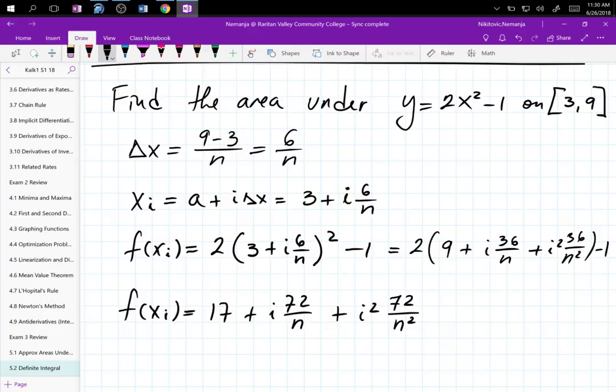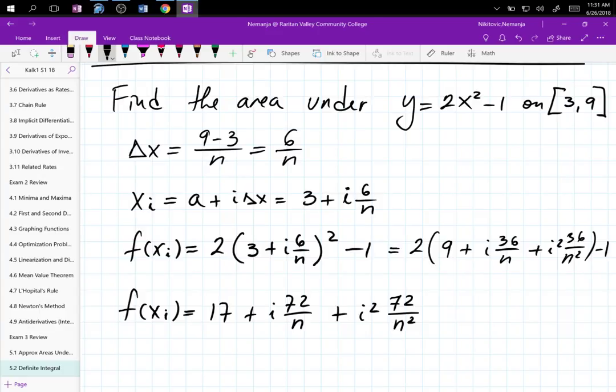All right, so I just want to make sure that all of this is good. 3 times 6 is 18, double that because of the formula, that's 36 over n times i, good. 36 over n squared, and then the i squared when I square the last term, good. 2 times 9 is 18, minus 1 is 17. 2 times 36, 72, and everything else stays. Great, that's it. This is the preliminary work.